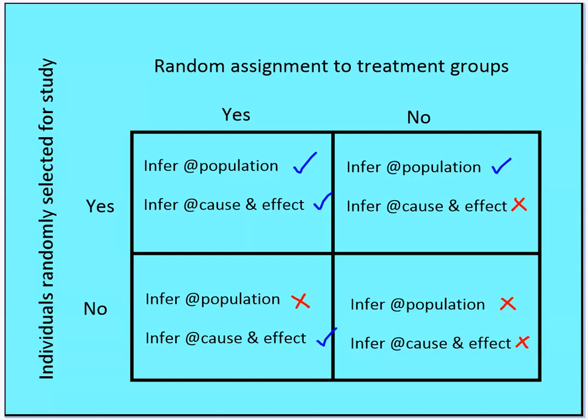If we don't randomly select for the study, then we can't make an inference about the population. We can just make an inference about the people who are in the study. And if we don't randomly assign to groups, then we can't make an inference about cause and effect, because the self-selection might create some bias or skew in the data that would negate the cause and effect.